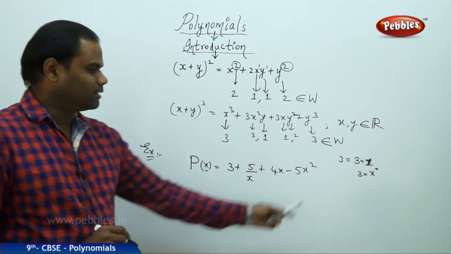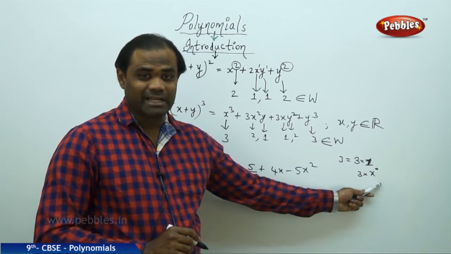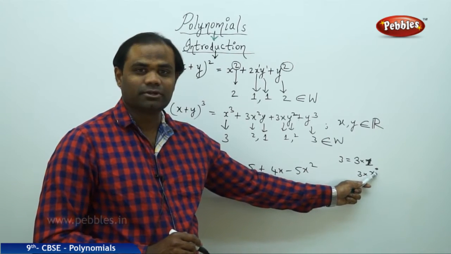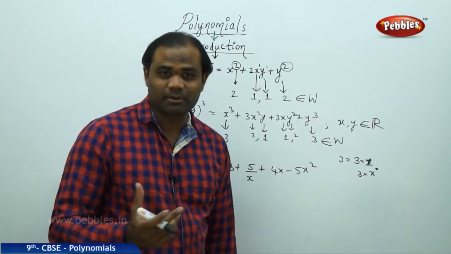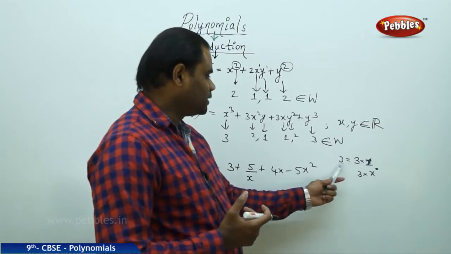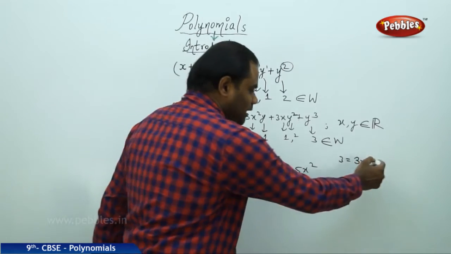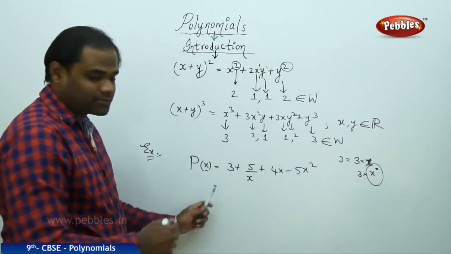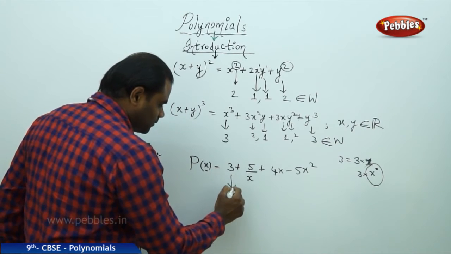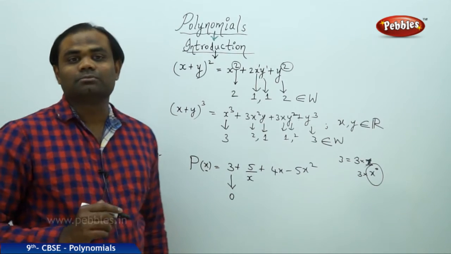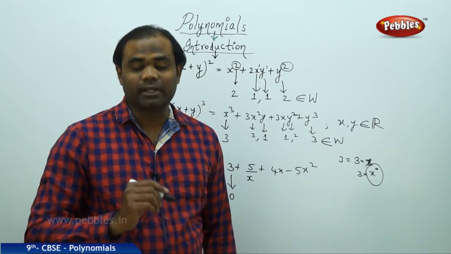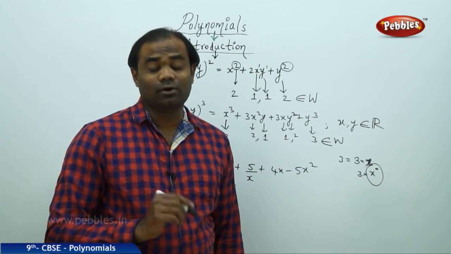So I have my constant with, indirectly, the power of the variable being 0, because x power 0 or a power 0 is 1, and therefore 3 is written as 3 times 1, which is 3 times x power 0. Therefore, for any constant in the polynomial or in the expression, the power of the variable is assumed to be 0.